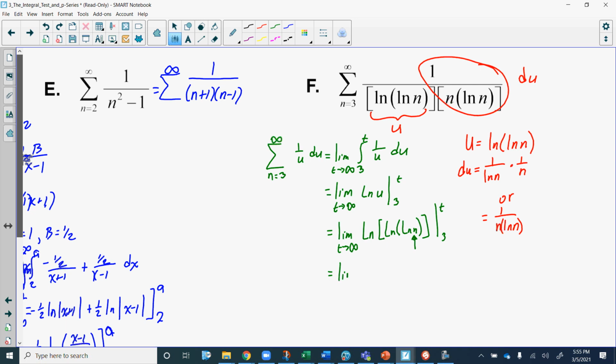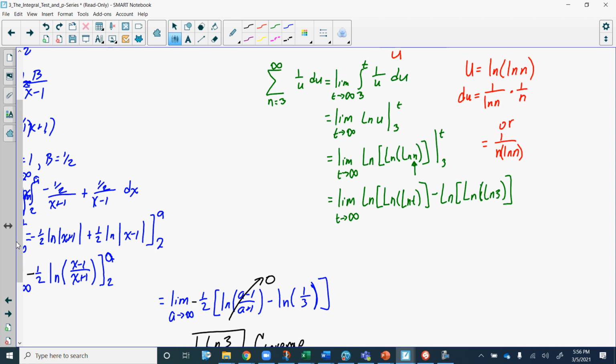So the limit as t goes to infinity of the natural log of the natural log of the natural log of t. There we go. We got something besides n working for us. And then minus the natural log of the natural log of 3. Too many natural logs here. I don't like this problem.